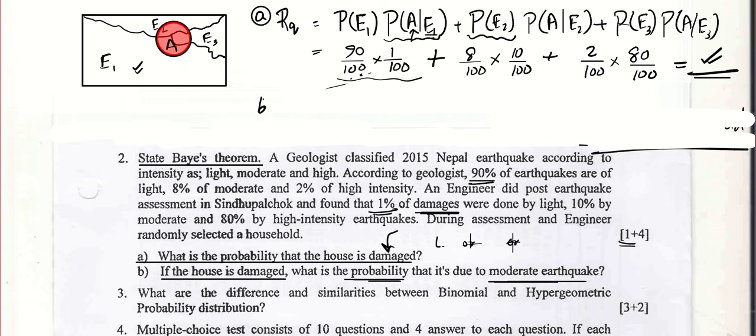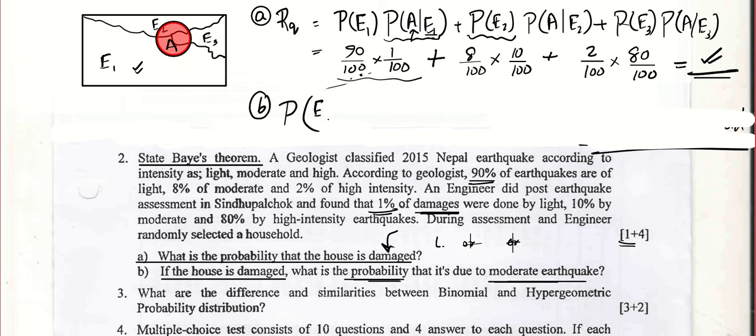Now part B. Part B is Bayes theorem. In Bayes theorem, the only thing that you can find is probability of Ei given A. In the sense, it can be probability of E1 given A, or E2 given A, or E3 given A, or E4 given A, or E5 given A. Wait a minute, we have only E1, E2, E3. So I have only three possibilities.